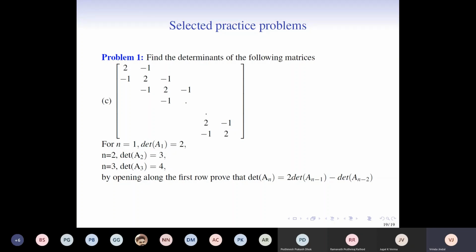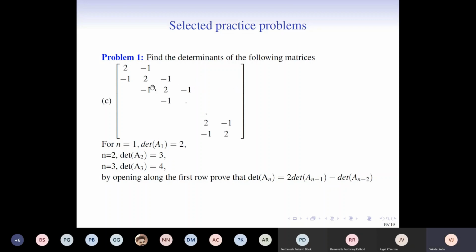So we open this n minus 1 cross n minus 1 dimension matrix. If you see the first column, it will be minus 1 followed by all zeros. So just open along the first column. This minus 1 will get multiplied by the determinant of this n minus 2 cross n minus 2 matrix, which is basically An minus 2.